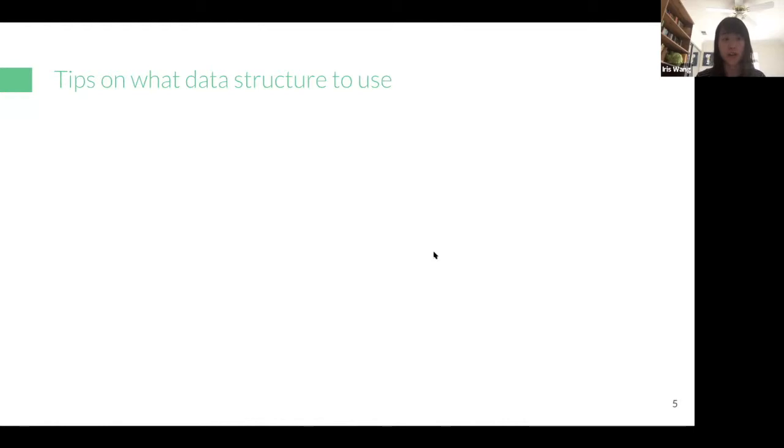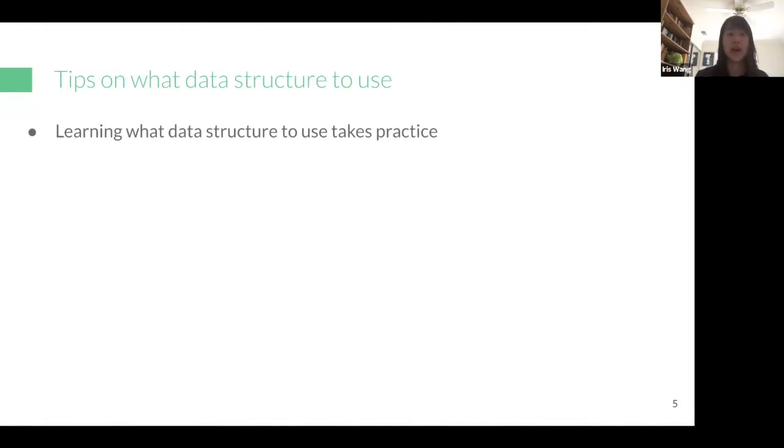A few other tips on what data structures to use. It honestly will take a bit of practice. What I found throughout my experience is that as I go through more problems, I gain the intuition of what data structure to use when I see a problem.